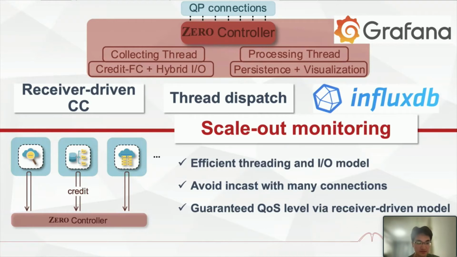Currently, we determine the credit by the PFC or ECN threshold and the number of concurrent QP connections. We observe that such a receiver-driven model is efficient at avoiding cost with many connections, and also guarantees the QoS level of the monitor itself. The accomplished requests are dispatched to a processing thread for further persistence and visualization.